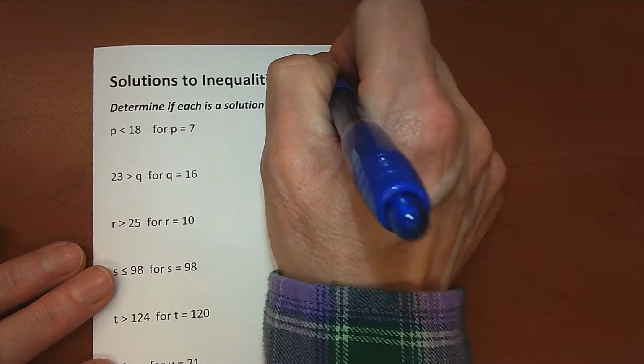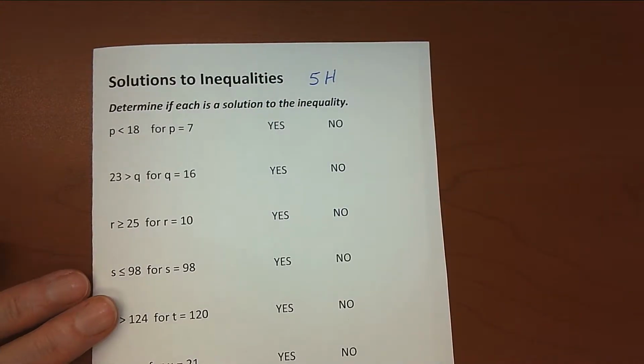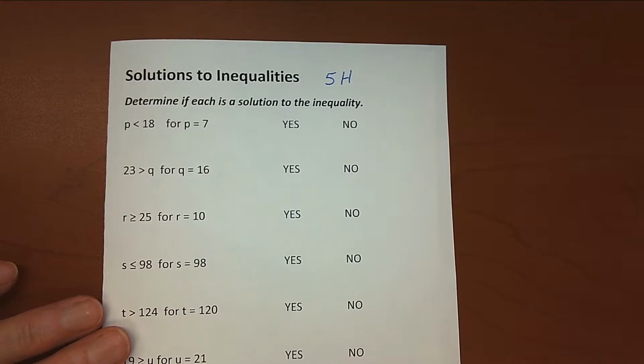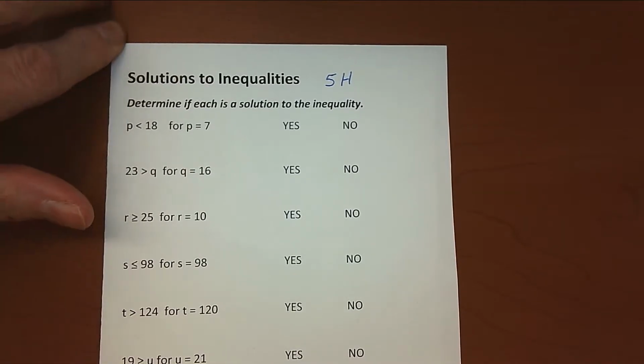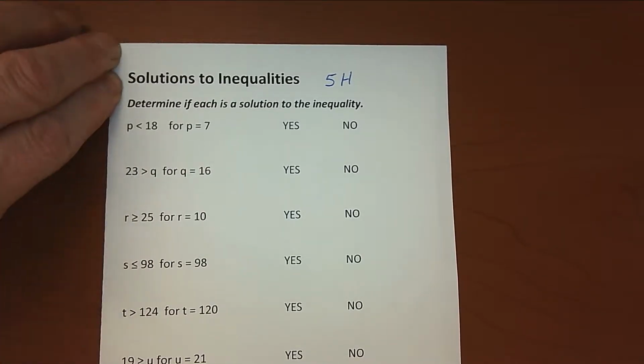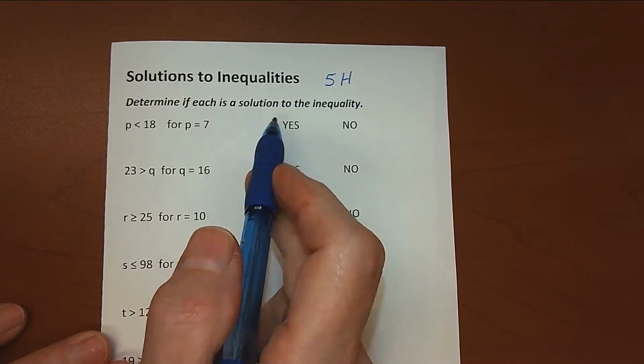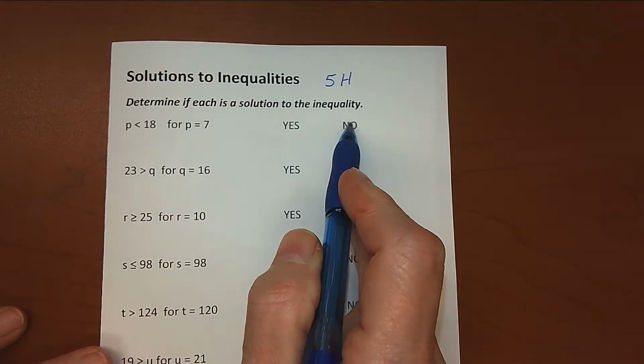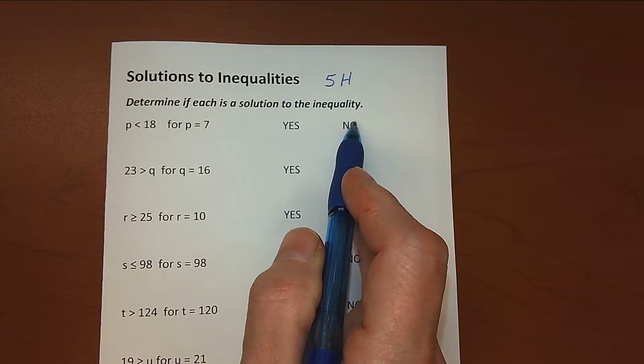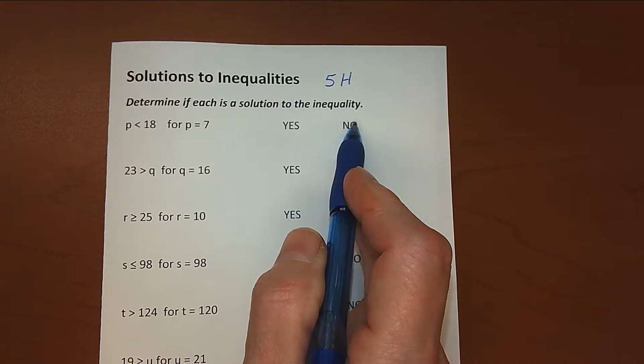It's the last section in our unit on Unit 5, and this is solutions to inequalities. So our job in this first section is to determine if the solution that we're given works for the inequality. We've done this for expressions, we've done this for algebraic equations, and now we're doing it here for inequalities.